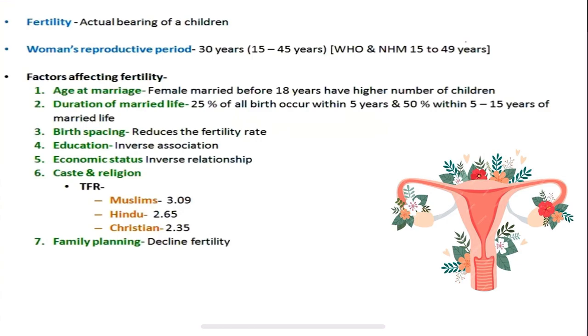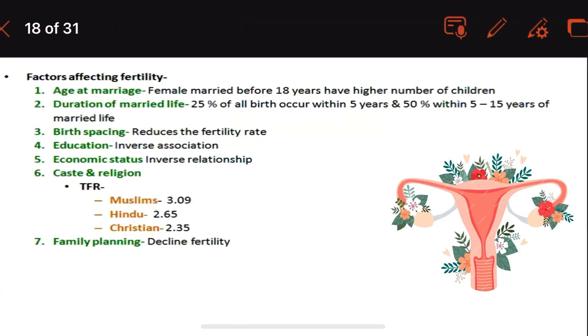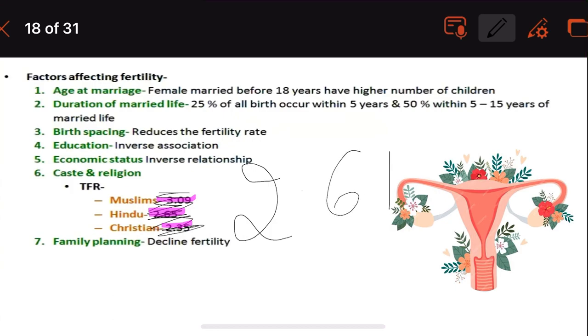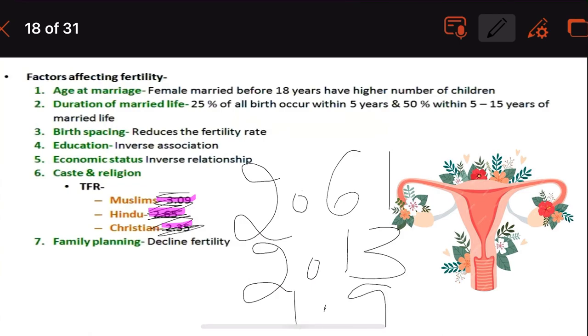So the latest numbers are what you have to remember. These are the textbook values, but always check for the latest updated values and write those in your university exams and wherever asked, your pre-PG entrance exams and so on. So for now, let us fix these values in our minds. In Muslims it has now come down to 2.61, in Hindus it is 2.13, and Christians have got it down to 1.99.